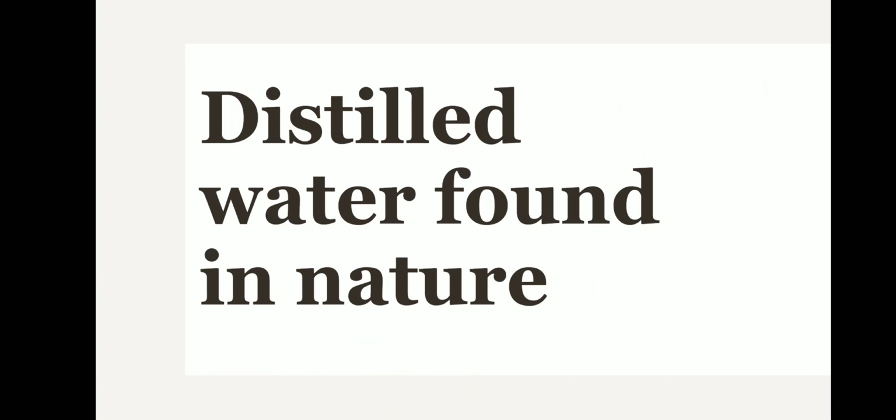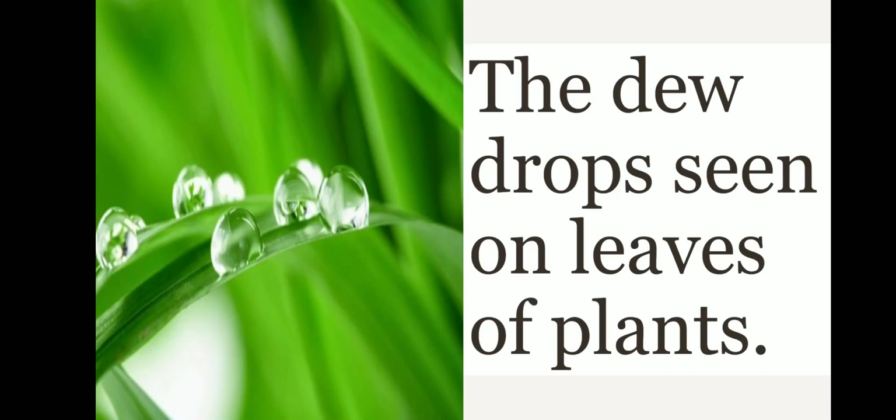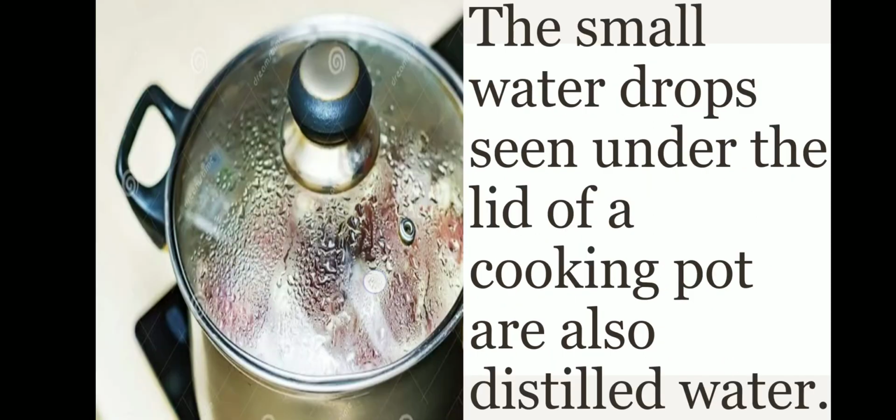Distilled water found in nature. Let us see some examples of distilled water found in nature. The dewdrops seen on leaves of plants are distilled water, purest form. The small water drops seen under the lid of a cooking pot are also distilled water, again the purest form.